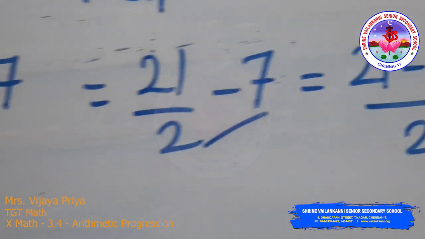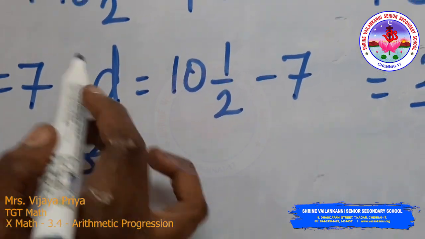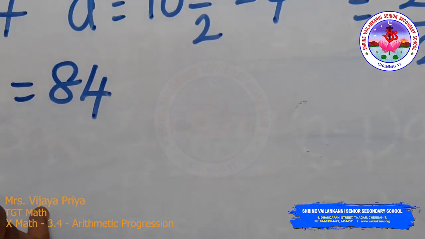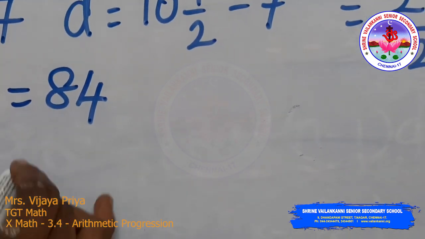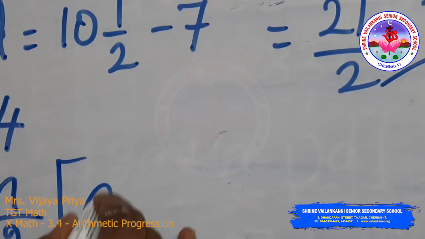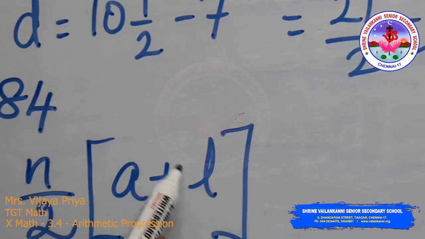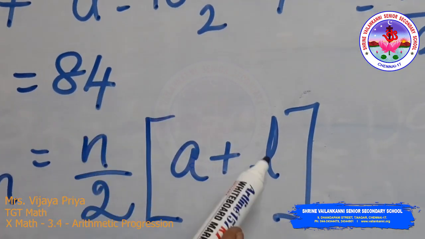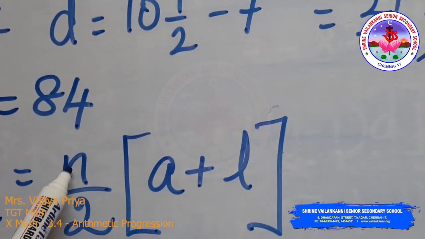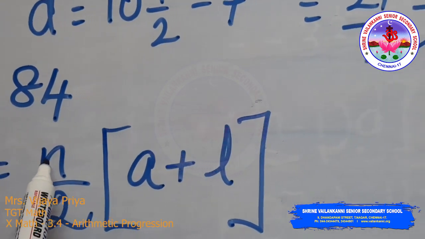Here my an is given as 84. I want to find the sum of these numbers in the sequence. So my Sn is equal to n by 2 into (a plus L), where I am using this formula because my an is given as 84. So I can use my L as 84 here, and here n is not given. So to find my n, I am using my an formula here.